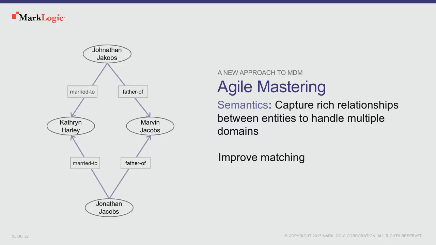And it improves matching. So if we look here, we've got two spellings of Jonathan Jacobs. They're both related to the same two people through the same kind of relationship. So when you have data like this, you're virtually guaranteed that you've got a match. It's one more way that you can improve your data matching, and master data management is all about finding the matches so that you can merge them and clean up your data.